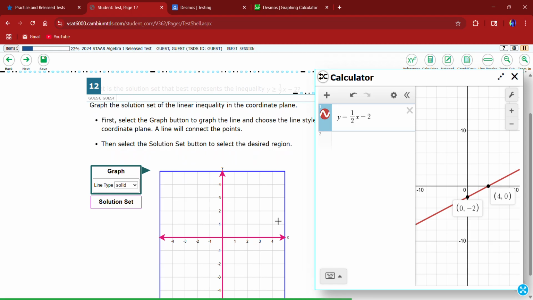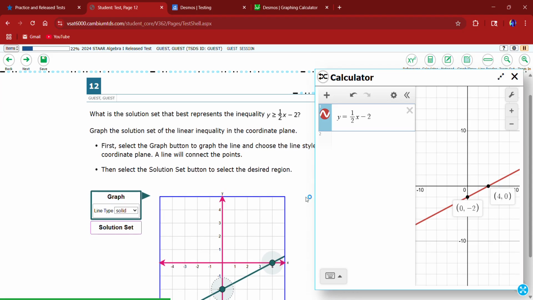Okay, so since we have, in quotes, good intercepts, this graph here is highlighted, and we're going to put one point here and the other point here, and we get the line. Okay, that's step 1. Step 2 is looking at this symbol and knowing what kind of line it is and where to shade.